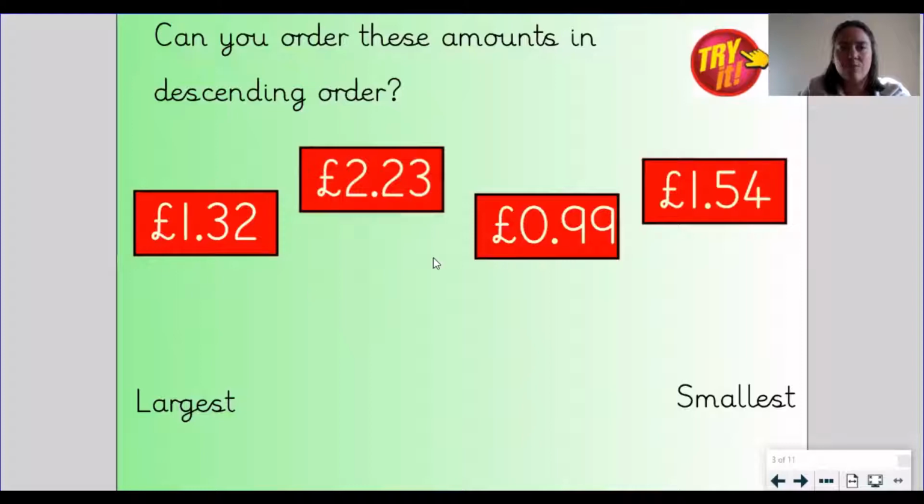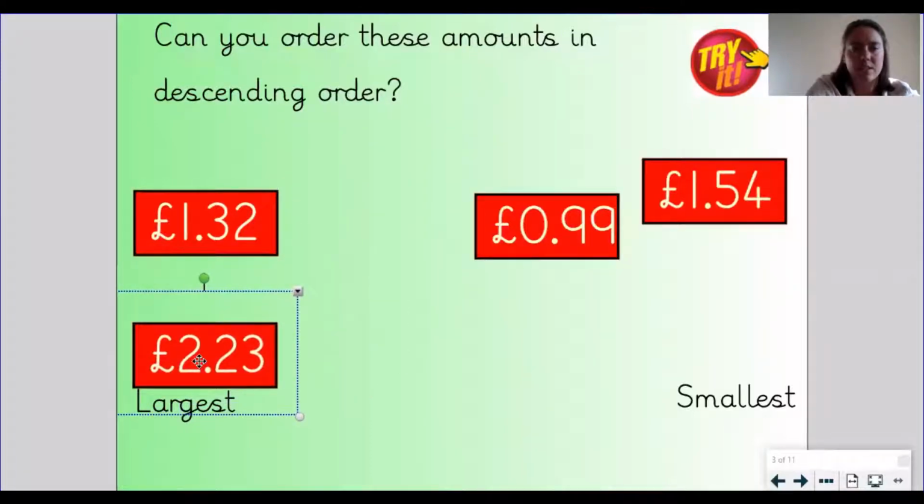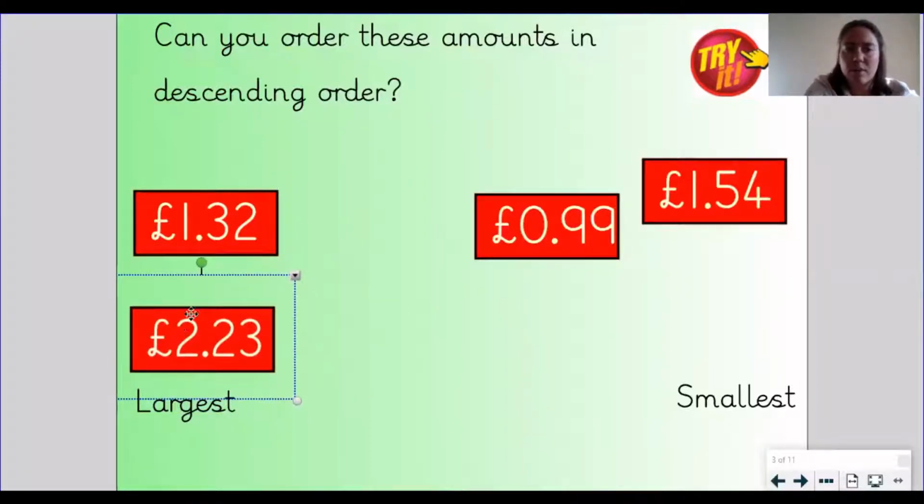If I have a look at these four numbers, I can see this is £1, this has no pounds, this one has £2, and this one has £1. So I already know immediately that this one is actually going to be my biggest, because 2 is bigger than 1 and it's bigger than 0. So I can automatically put this one over on my largest side. So I've only had to look at my ones column here and it has already told me which one is going to be my biggest.